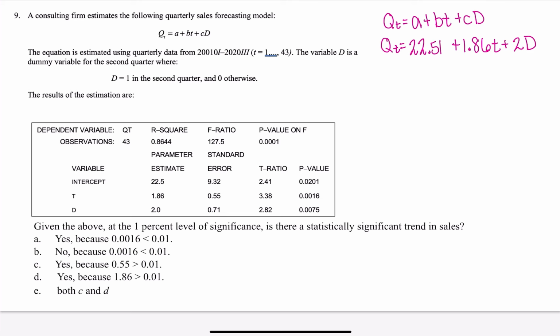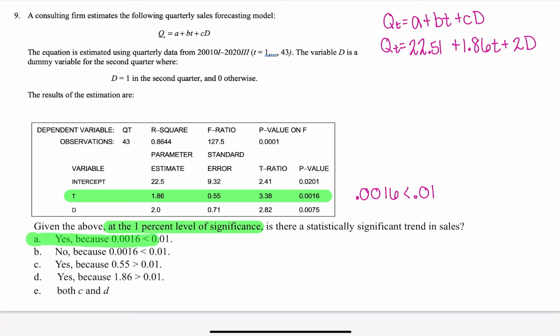At the 1% level of significance, is there a statistically significant trend in sales? Our trend in sales is represented by T. So we are looking at this 0.0016, which is less than 0.01. So yes, there is a statistically significant trend because A. And just for the sake of time, we're going to copy that so we can just paste it on the next couple slides that use the same equation.